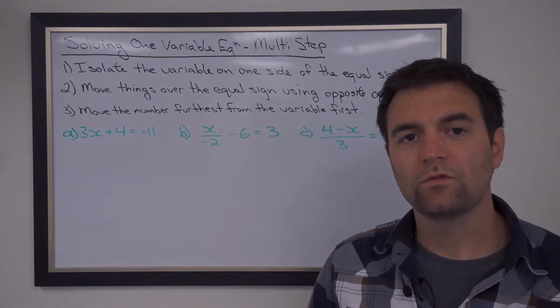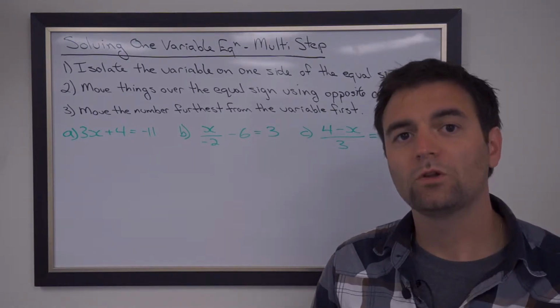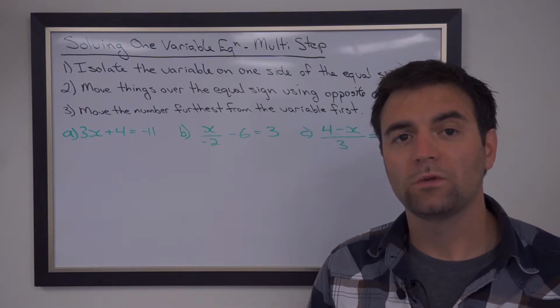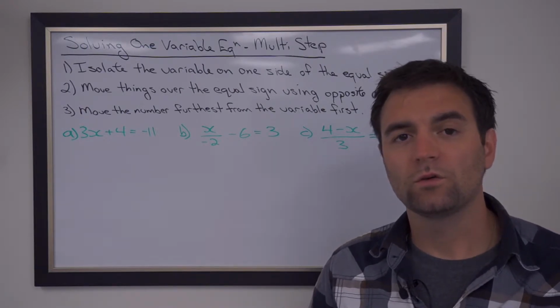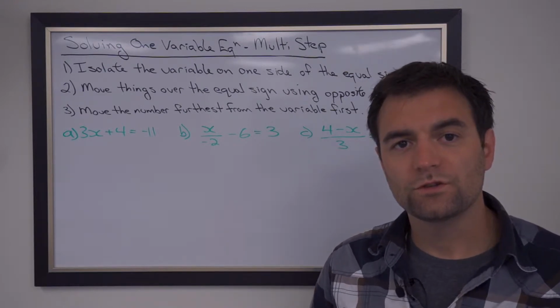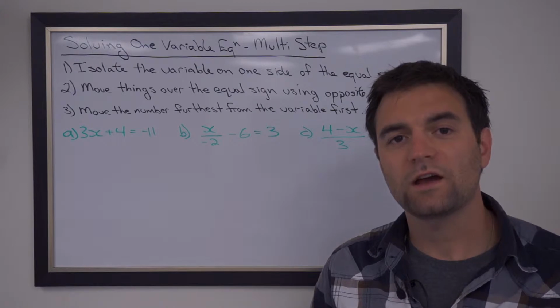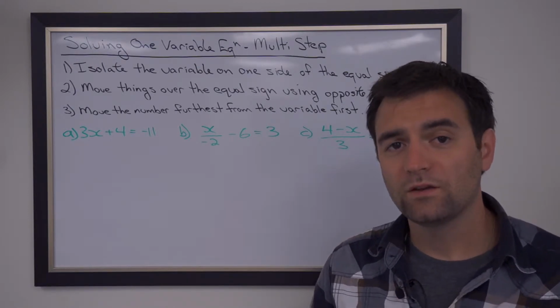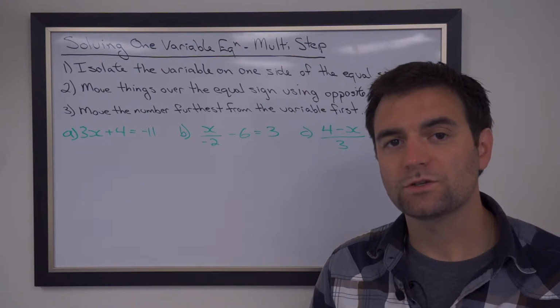We're going to look at solving one variable equations now with multiple steps, meaning we're going to combine adding, subtracting, multiplying, and dividing into one question. The first two rules are still the same. Your goal is still to get the x all by itself on one side of the equal sign, and you're going to do that by using opposite operations.